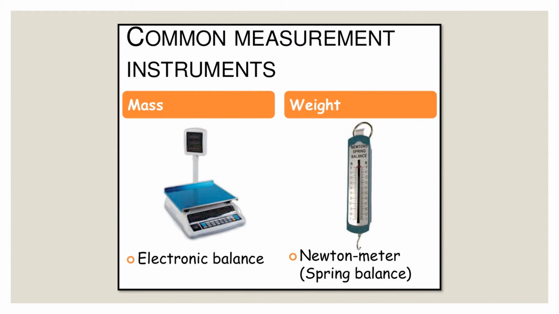Now how will we measure mass and weight? To measure the mass we use an electronic balance, and to measure the weight we use a Newton meter or spring balance to measure the object.